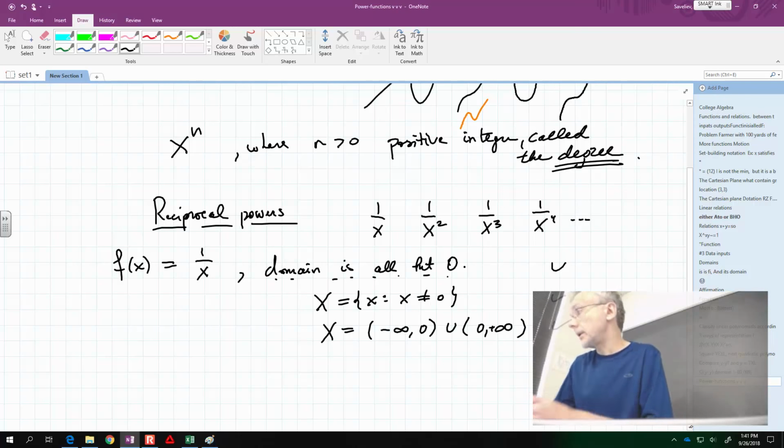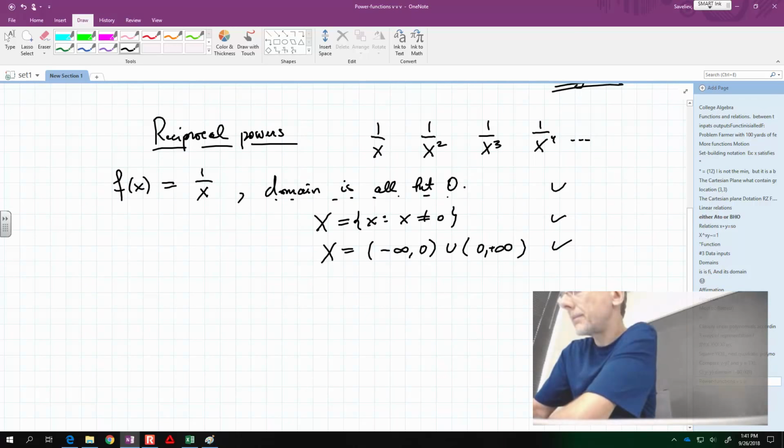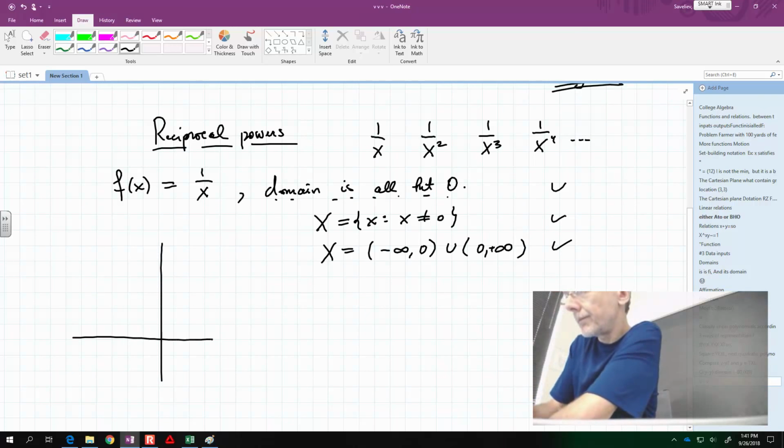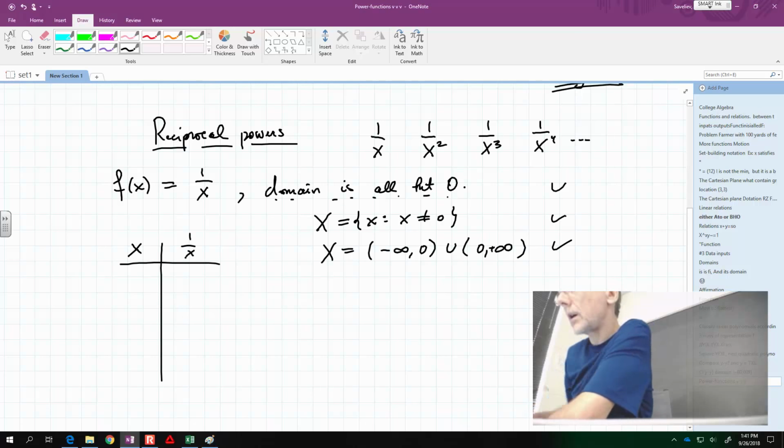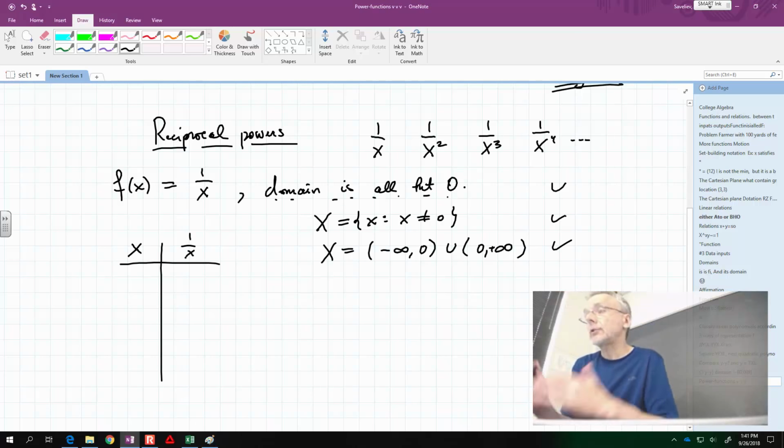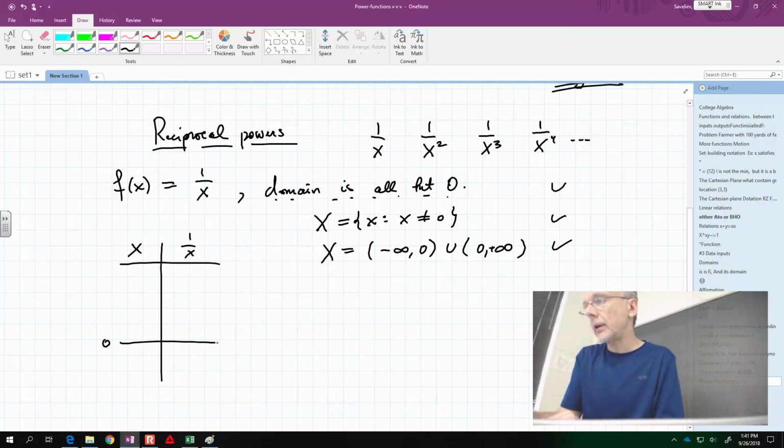Now let's quickly plot it. Or maybe not so quickly, after we have a division. So let's see. This time the domain is broken into two pieces, so you'd better have that explicitly seen. So I'll put 0 here like this.